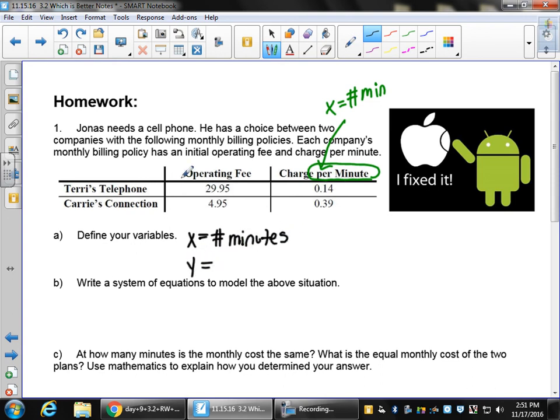Y is not the operating fee. This fee is a one-time fee that you pay as part of your bill. Y will be the total cost of the whole bill, not just the part of it, so total cost.